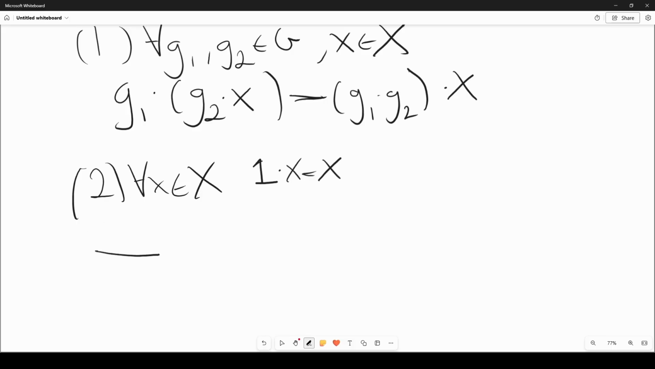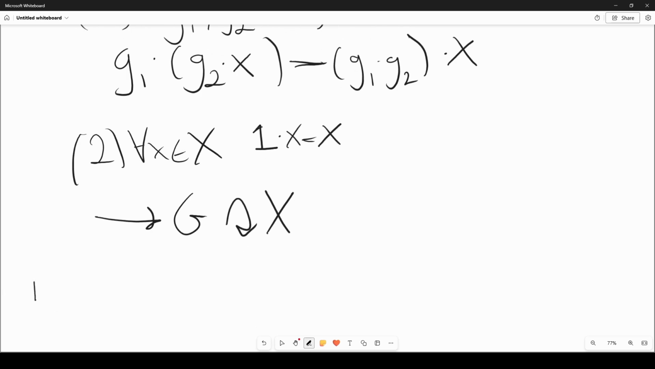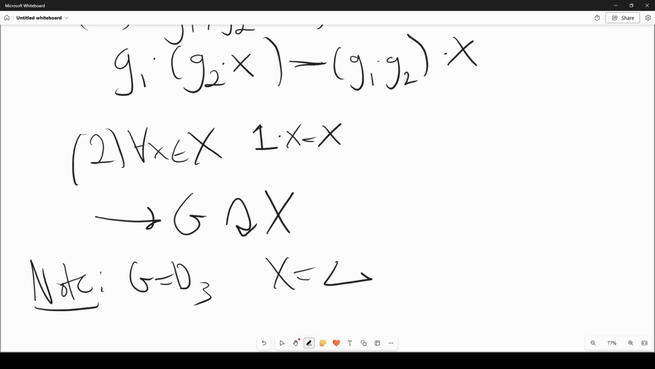And we usually denote a group action, if G acts on X, with this little arrow, as I showed before. So just a quick note here: we can think of G as D3 and X as the equilateral triangle for our quick example.